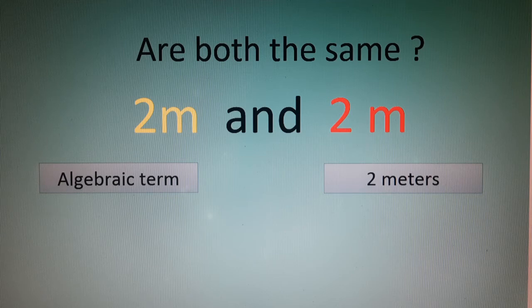It is just like 2 meters. In the same way, you can write 5 liters, 10 kilograms, like that. So definitely when you write a measurement, there must be a gap between number and the unit.